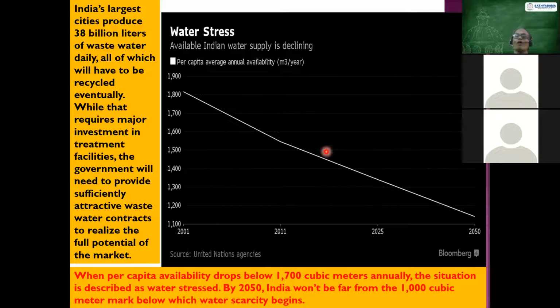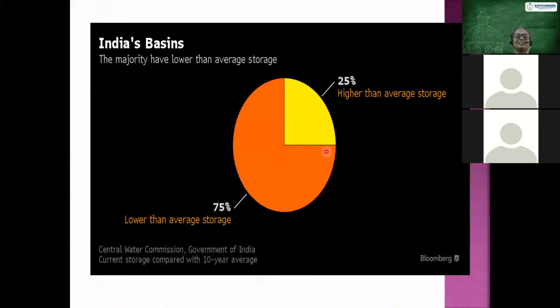And you all know there are around 700 crore of population all over the world. Now India has 140 crore. So due to that 140 crore, how much annual fresh water do we need? So this is the water stress, and you all know in Indian basins, the majority will be lower than the average. 75% are lower than the average shortage.